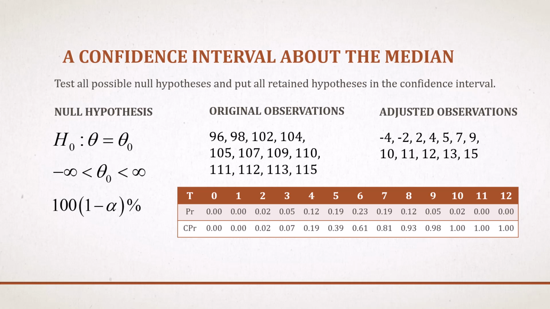Anything between 102 and 112, when we do the adjustment, will add up with a number of plus signs that are somewhere between 3 and 9, meaning that we retain the null hypothesis. Therefore, the median in our population is between 102 and 112, and I'm at least 90% confident in that statement.